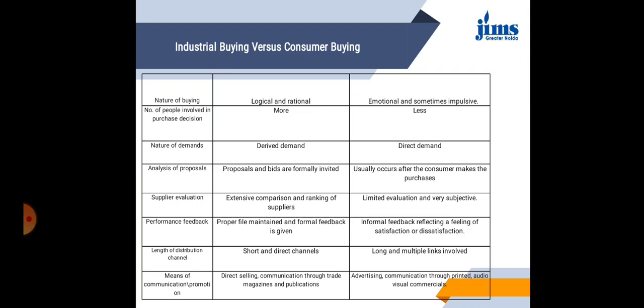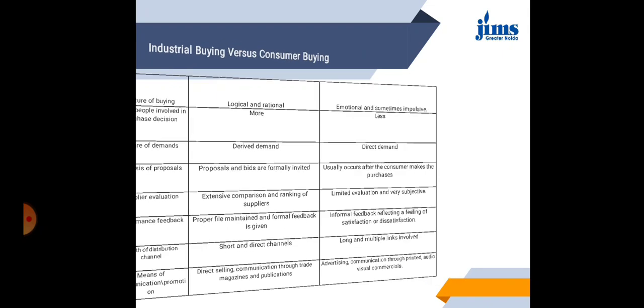Then if I talk about the length of distribution channels, usually shorter and direct channels are used in industrial buying, while we use long multiple links in the distribution channel in consumer buying. Means of communication or promotion, as I told you, direct selling or personal selling is usually used in case of industrial buying, while advertising and communication through printed media, audio or visual commercials is used in consumer buying. So there is a lot of difference between industrial buying and consumer buying, which is very clear through these differences.